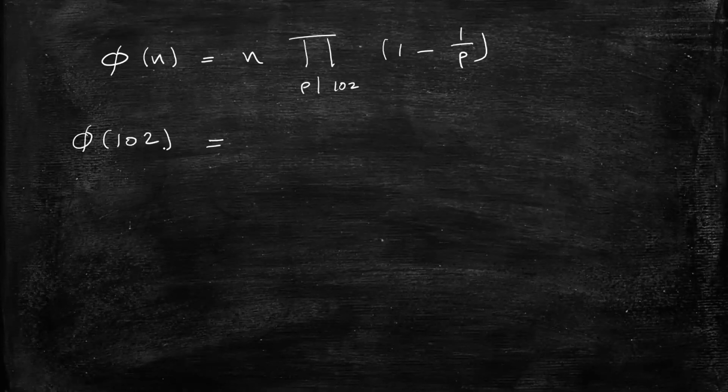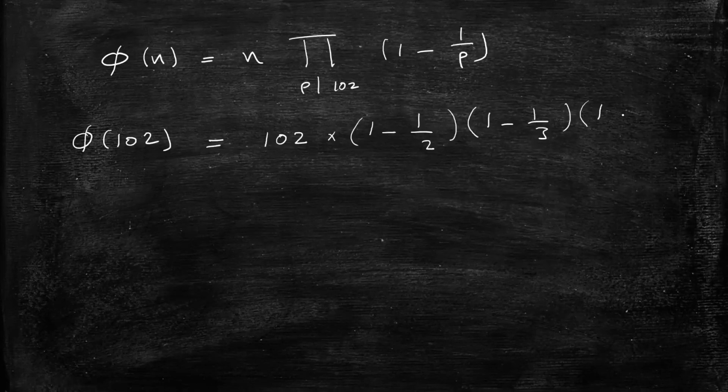So let's go ahead and apply this to our example here, which is what is the totient function of 102? Well, that's going to be equal to the number that we're dealing with, 102. And now we can actually say it's going to be multiplied by 1 minus 1 over, the first p that we're going to be using is 2. And then we're going to multiply this by 1 minus 1 over, the second p is going to be 3. And we're going to multiply this again by 1 minus 1 over, the third p is going to be 17.